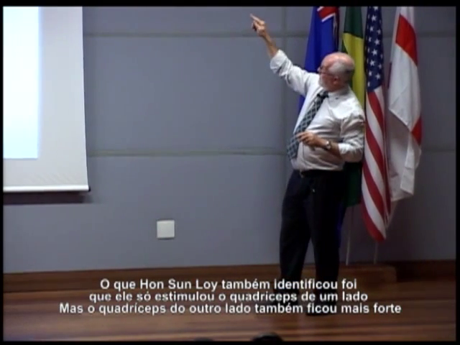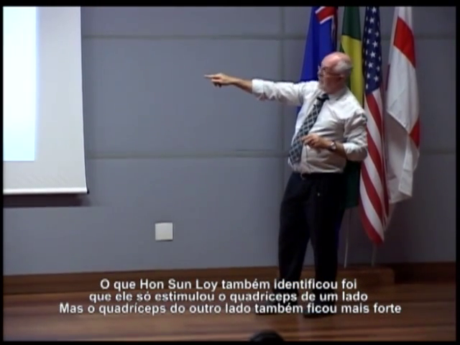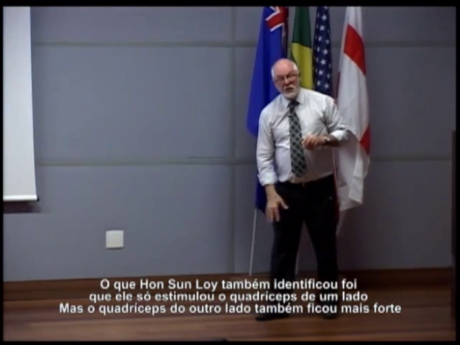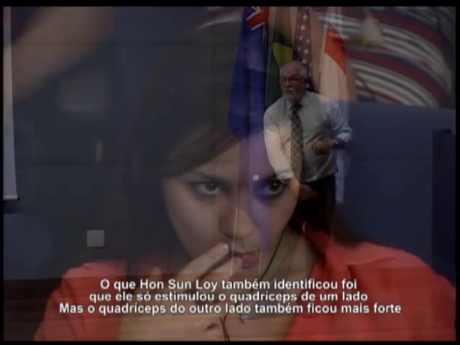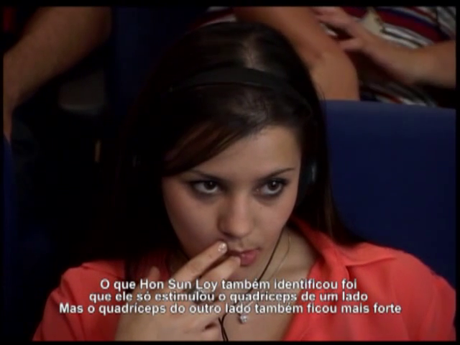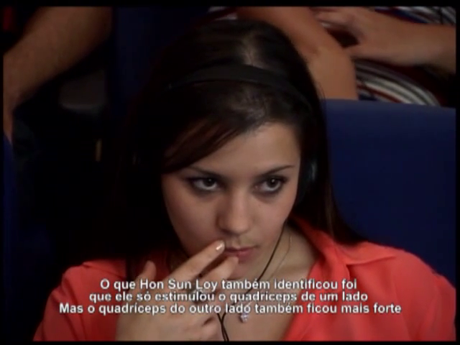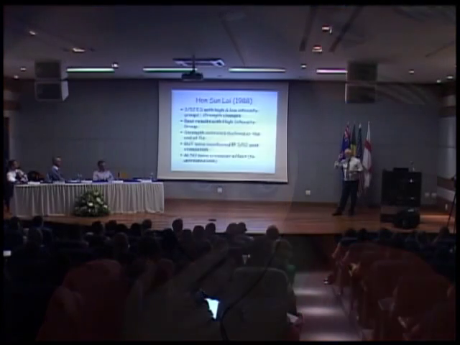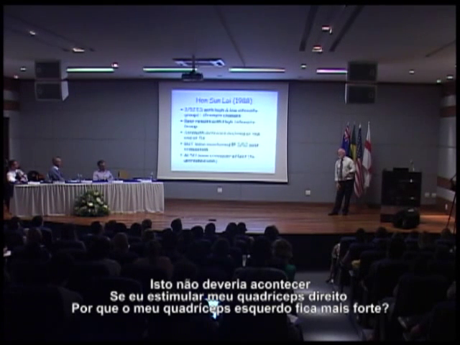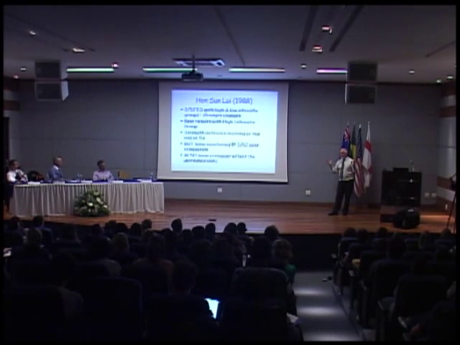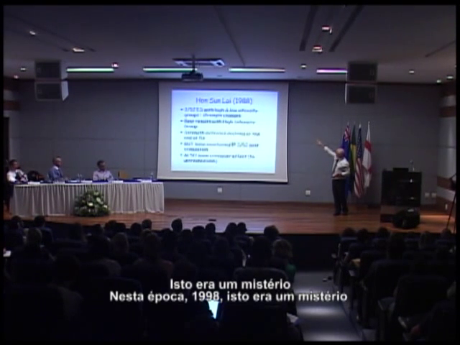What Hansein Loy also identified is that he only stimulated the quadriceps on one side, but the quadriceps on the other side also got stronger. That shouldn't happen. If I stimulate my right quads, why do my left quads get stronger? That was a mystery. At this time, 1988, that was a mystery.